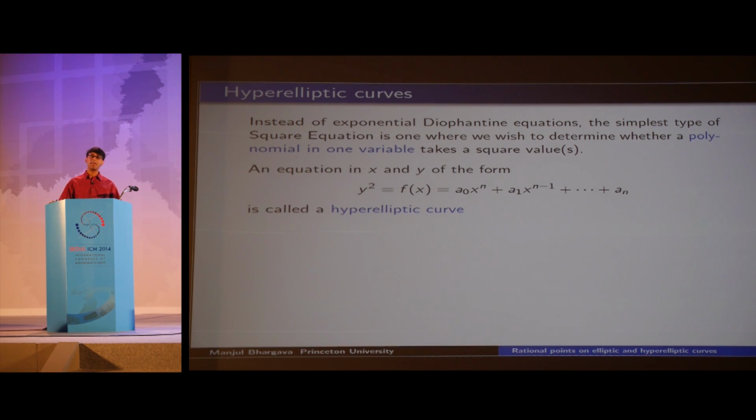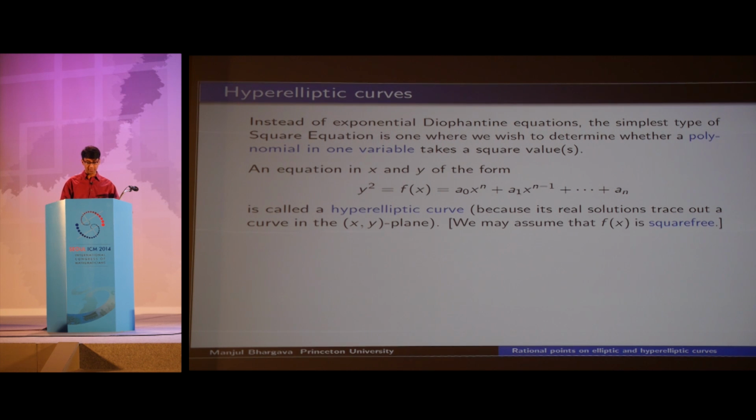So an equation in x and y of the form y squared equals a polynomial in x is called a hyperelliptic curve. The reason is that if you graph the equation y squared equals f of x, where f of x is a polynomial, you get a curve in the real plane. And the hyperelliptic refers to the fact that this curve has a symmetry. If you have a solution x comma y, and you replace y by minus y, you still have a solution. So the graph of this equation is symmetric about the x-axis, and that's what the hyperelliptic refers to. So y squared equals f of x, the graph of that is called the hyperelliptic curve.